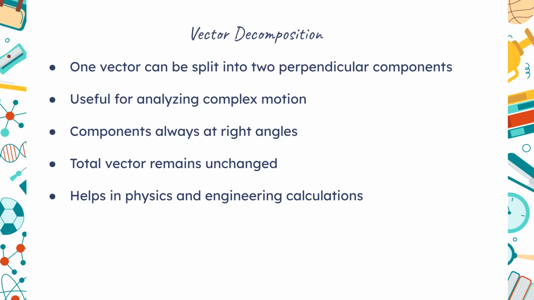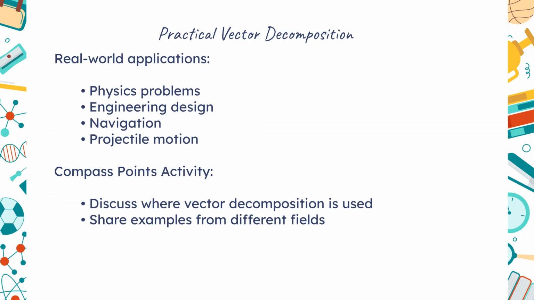Vector decomposition involves splitting one vector into two perpendicular components. This is useful for analyzing complex motion, as the total vector remains unchanged and aids in various physics and engineering calculations. Practical vector decomposition is used in many fields, including physics problems, engineering design, navigation, and analyzing projectile motion.